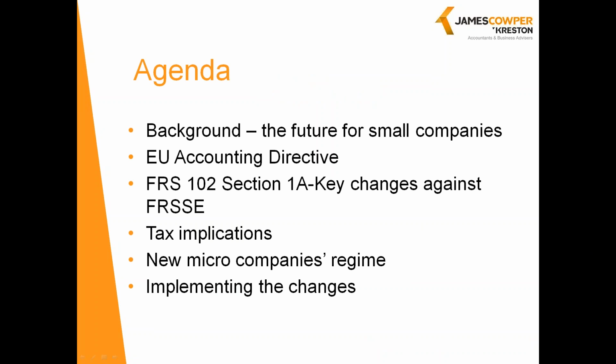Today we're going to look at the changes in the UK small company accounting regime. We're going to look at a bit of background, touch on the UK Accounting Directive. Don't worry, I'm not going to go into too much detail on an EU directive. Then we're going to move on to look at the key changes brought about by the new FRS 102 Section 1A compared to the FRSSE, the Financial Reporting Standard for Smaller Entities. We'll touch on tax implications of the changes and also the new micro entities regime and look at implementing those changes.